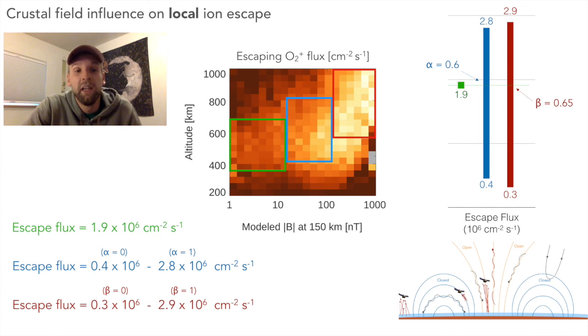Or in other words, in order for a region with crustal fields to have the same escape rate as a non-crustal field region, 60% of the particles found on closed field lines with escape energy do need to escape from the planet.